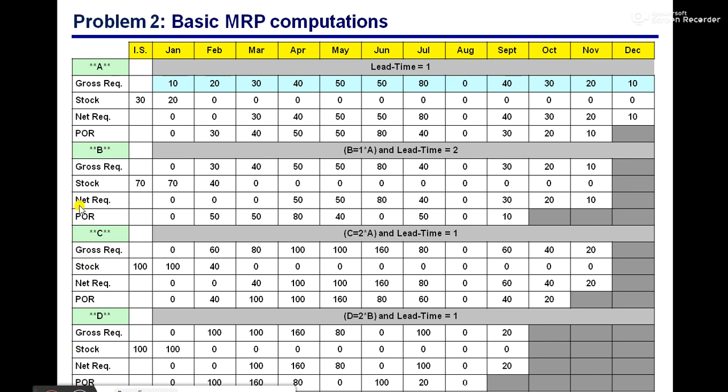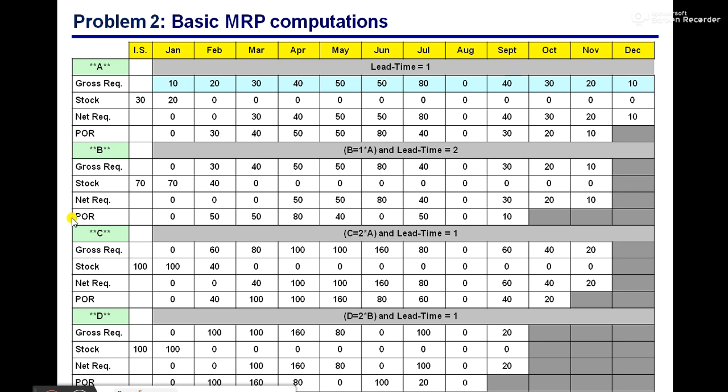Okay, now we go to component B, and we already know that we need 1 unit of B to make 1 unit of A. So the gross requirement for component B is equal to the product order releases for finished product A. Nothing new for the stock level row. Same for the net requirement. It's the same thing we did in the product A.